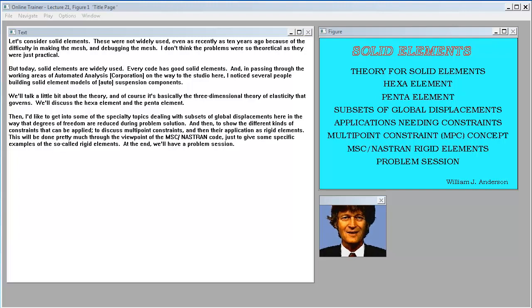And in passing through the working areas of automated analysis on the way to the studio here, I noticed several people building solid element models of suspension components. We'll talk a little bit about the theory, and of course it's basically the three-dimensional theory of elasticity that governs. We'll discuss the Hexa element and the Penta element.